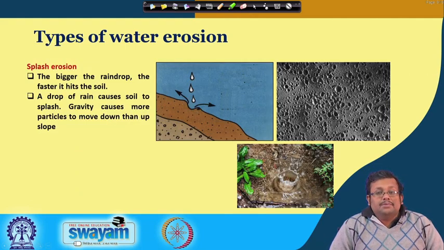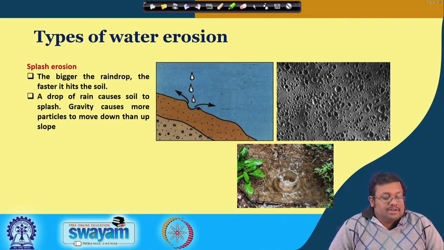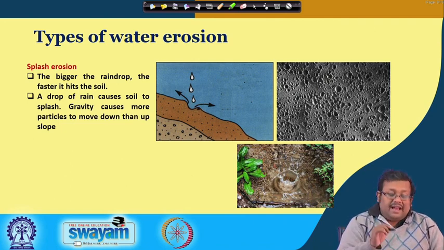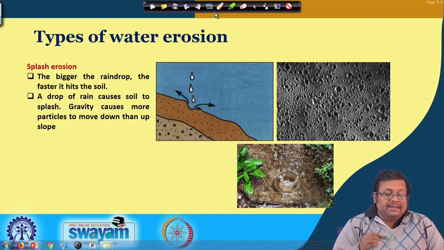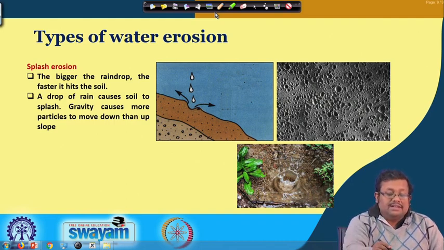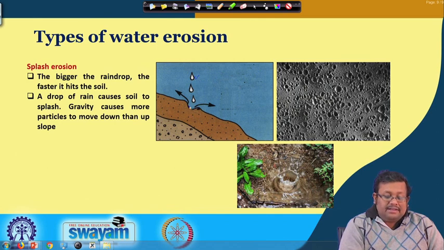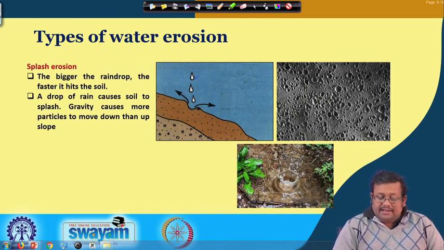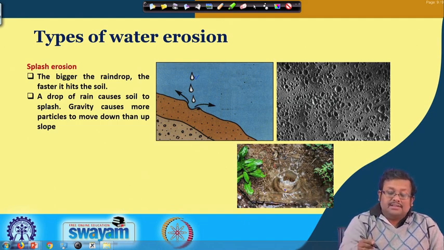So what are the different types of water erosion? The first and important type of water erosion is called splash erosion. Remember that the bigger the raindrop, the faster it hits the soil. So you can see the raindrops are falling, hitting the soil, and there is further detachment of the soil particles.